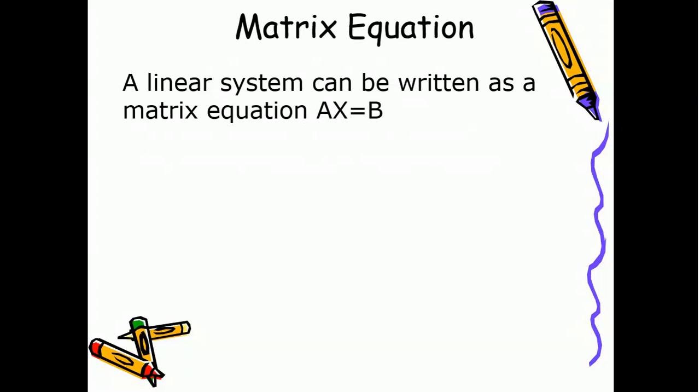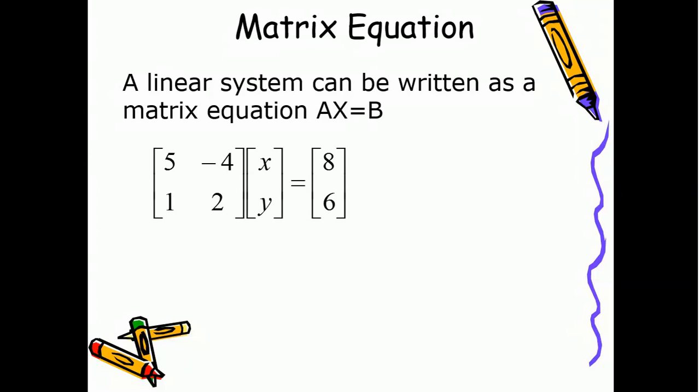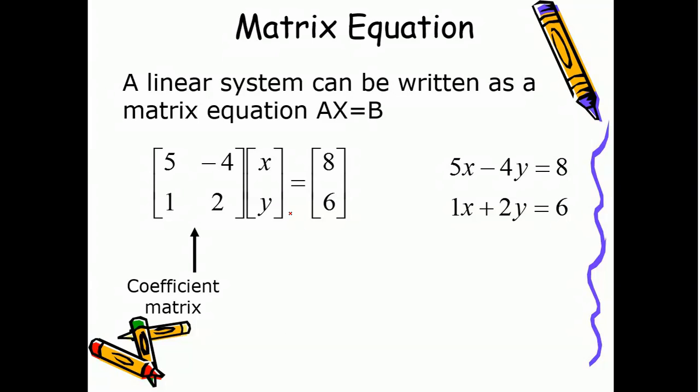So first things first, we got to learn how to make a matrix equation. Basically a linear system can be written as a matrix equation: AX equals B. So I have this really awesome system right here, and I can rewrite it. You're going to write your coefficient matrix. We already made a coefficient matrix before, right? That's the numbers in front of the x and the y when we were using Cramer's rule, right?